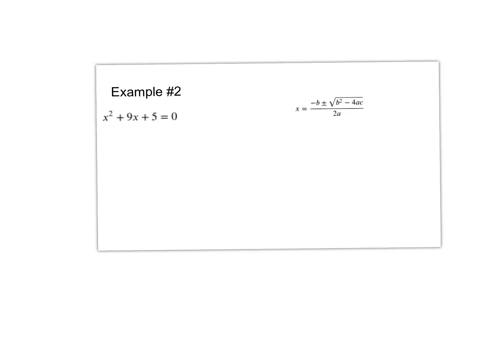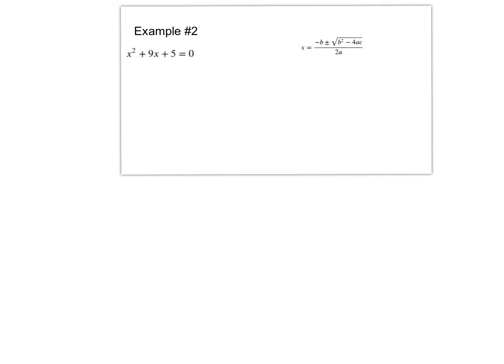All right, so let's take a look at this one. Okay, so first thing I'm going to do, does one side of this equation equal 0? The answer is yes. So now we're going to do our ABCs. Okay, so the 1 in front of the x squared is my A. Okay, the 9 in front of the x is B. And the 5 by itself is just your C.